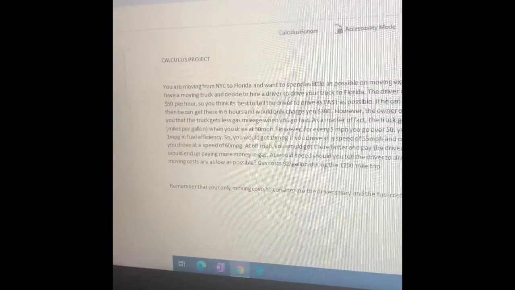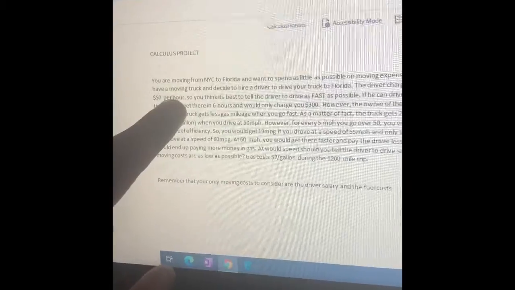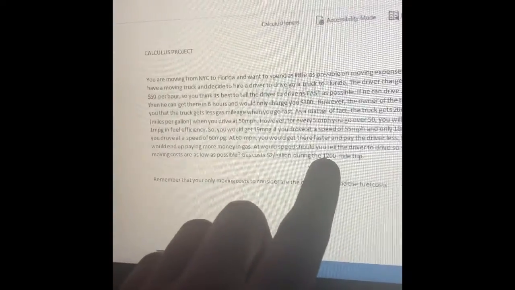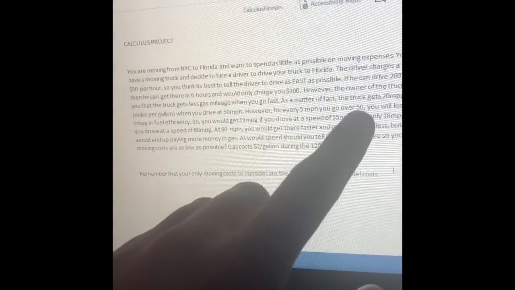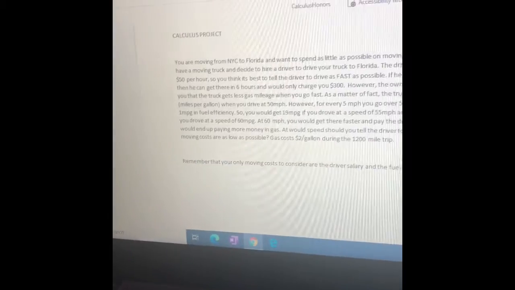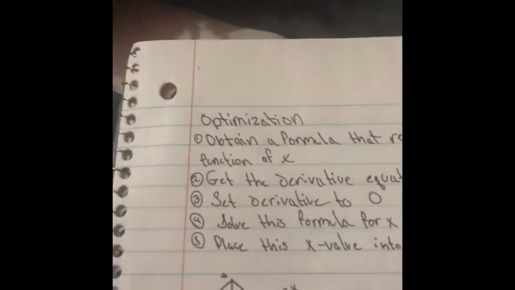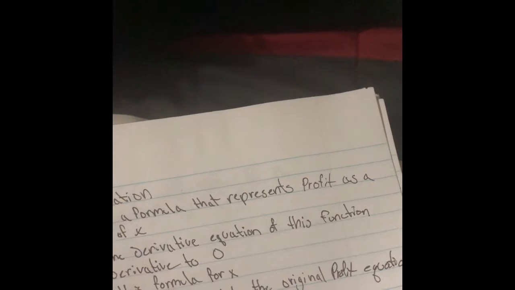Let's look back where it says that he gets paid $50 per hour. We have the distance, and the speed is 50 miles per hour, or how much you want to go. So how do we find the time? Well, first let's look at the optimization. First step is to obtain a formula that represents cost as a function of x.